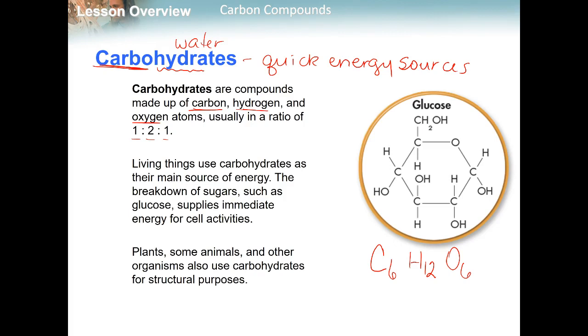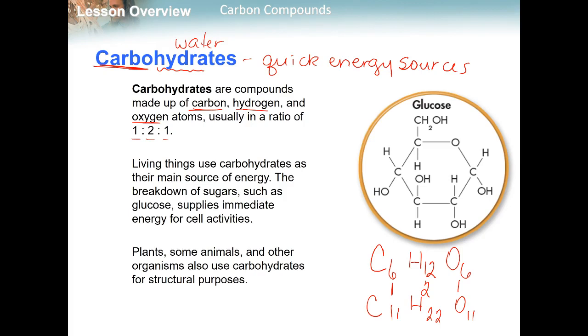So take a look at our numbers here. Is this a 1 to 2 to 1 ratio? Can we reduce this to 1 to 2 to 1? Yes, we can. And that's typical of a carbohydrate. Even if I had sucrose, which is C11H22O11, that tells me I'm going to have 11 carbons, 22 hydrogens, 11 oxygens, and that too is a 1 to 2 to 1 ratio.